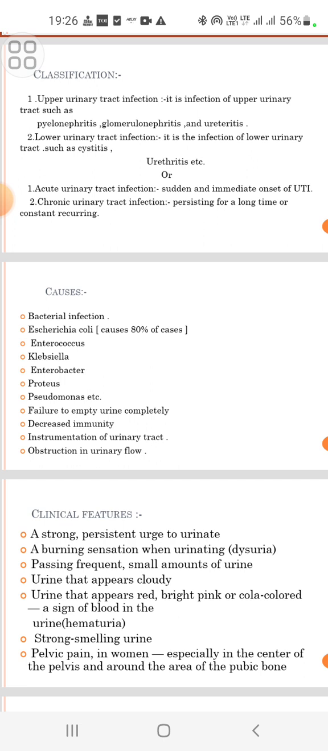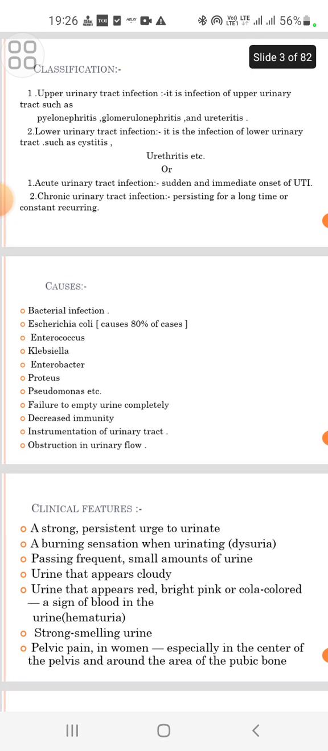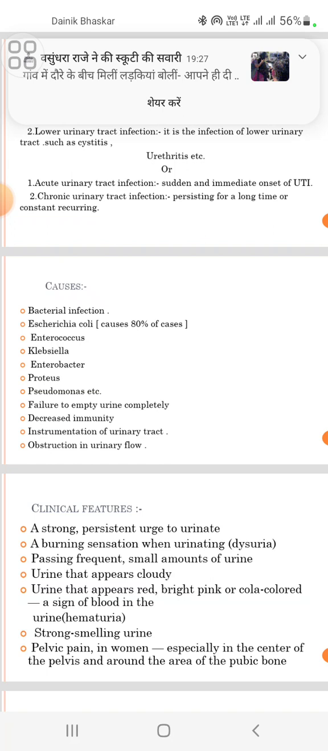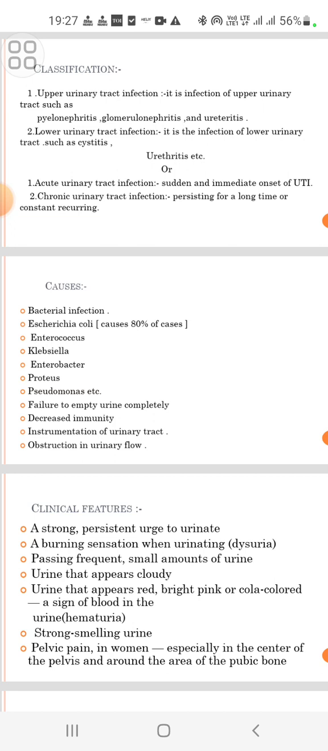Other symptoms are passing frequent and small amounts of urine. As I have discussed earlier, the bladder does not empty completely, so the frequency of urination increases. Often and often the person passes urine. Generally an adult passes urine around 6 to 7 times in a day, and 1 or 2 times in the night. But here the frequency of urination gets increased.